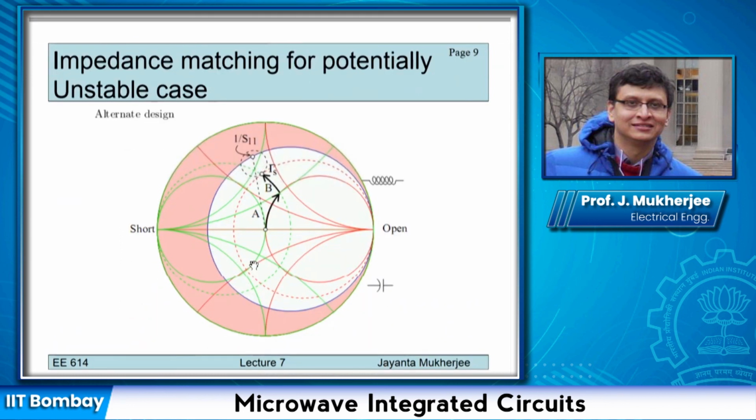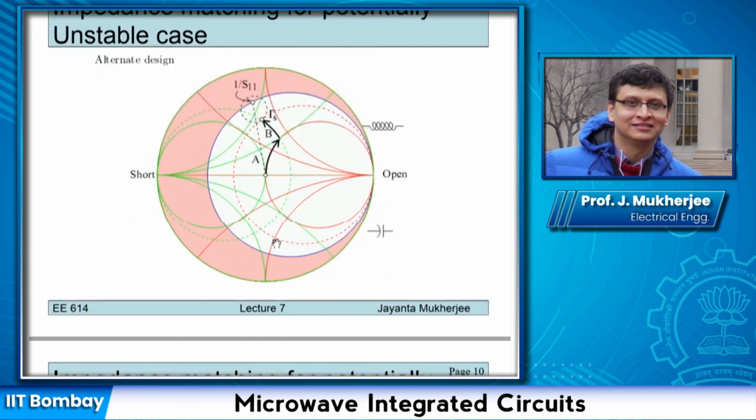I could have done it this way also. This represents the second scenario, how I can obtain the same matching network. Here, instead of first traveling downwards along a constant conductance circle, I first travel upwards along a constant resistance circle, path A, and then I go upwards along a constant conductance circle. Going upwards along a constant resistance circle represents a series inductance, and then going upwards along a constant conductance circle represents a shunt inductance.